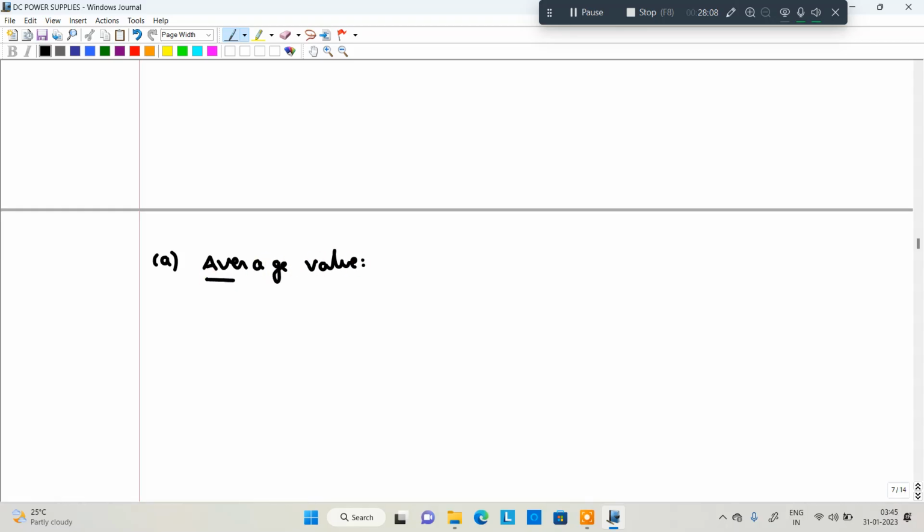The average value for a full wave rectifier is VDC. In case of voltage, VDC is equal to 2 Vm. Previously it was Vm only, but here it is full wave, right? 2 Vm divided by π. That will be equivalent to 0.636 Vm. Okay, it is twice that of the half-wave rectifier. This value is twice that of the half-wave rectifier.